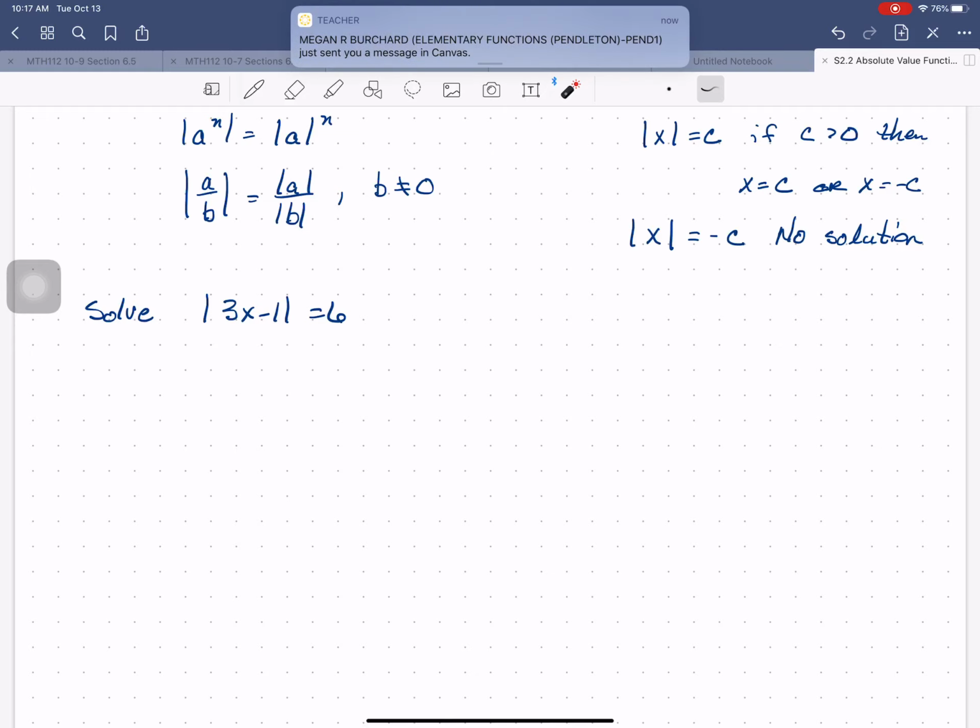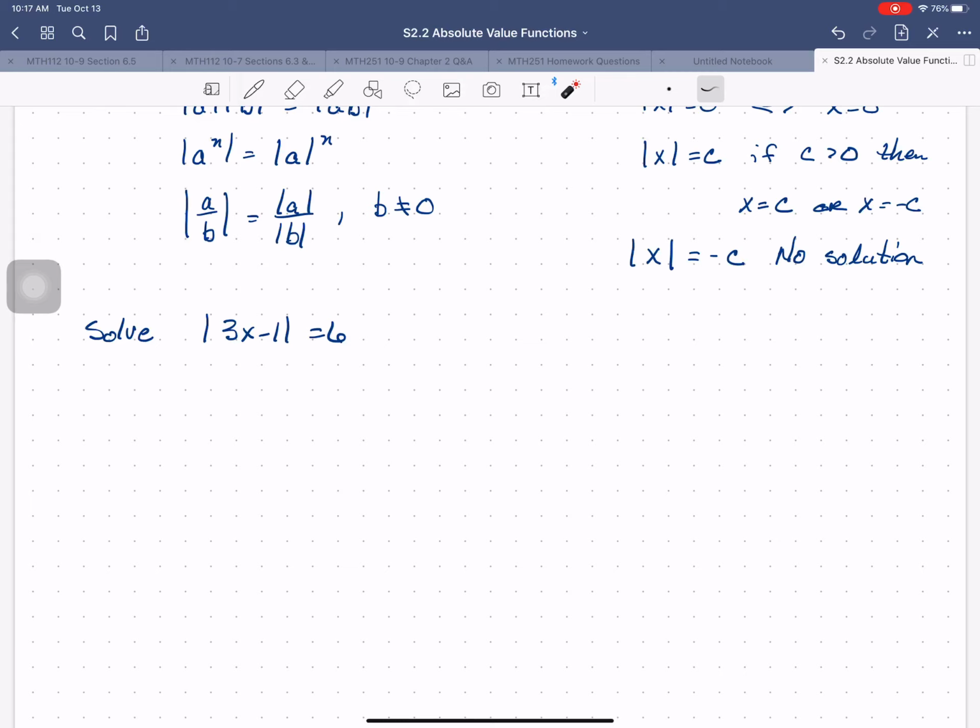We write 3x minus 1 equals 6, or 3x minus 1 equals negative 6. We now have two equations, and we're going to work each of these equations independently. So I'm going to add 1 to both sides here, and that gives me 3x equals 7. Divide by 3, and I get x equals 7/3.